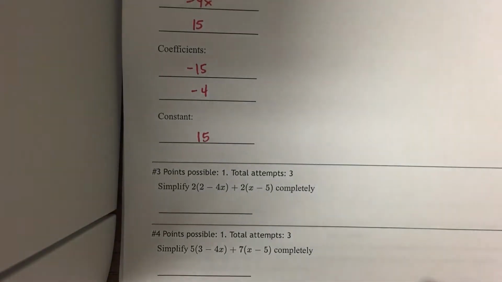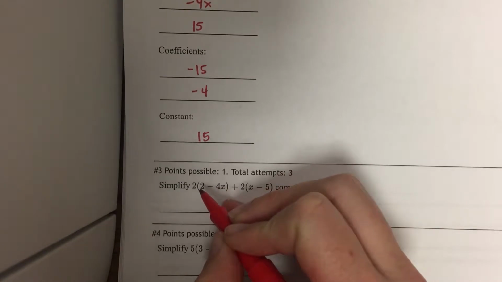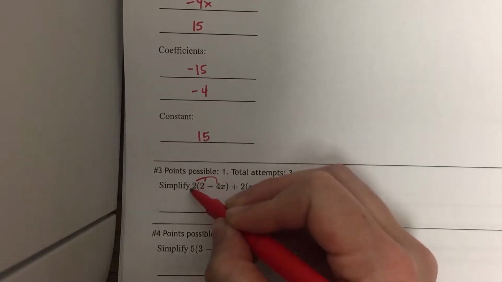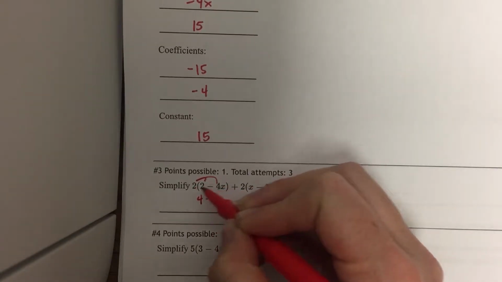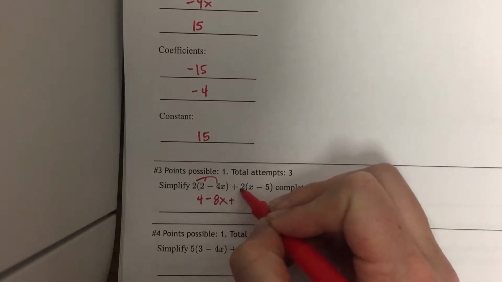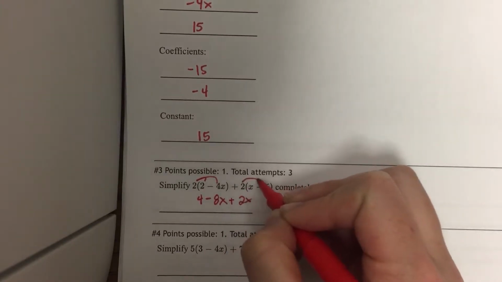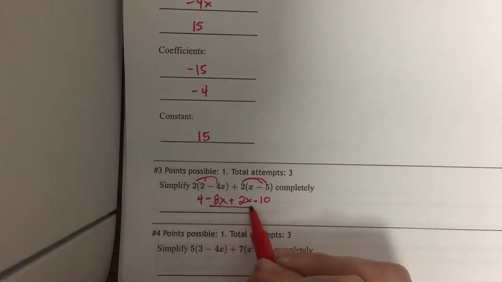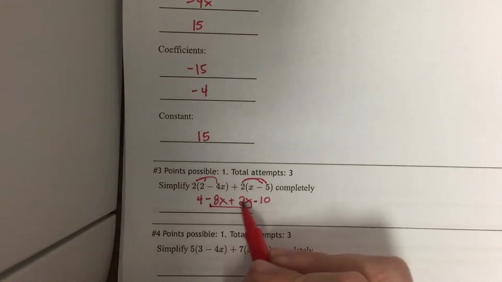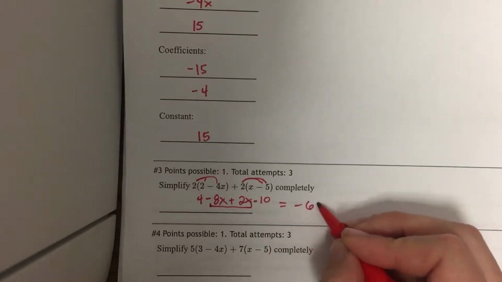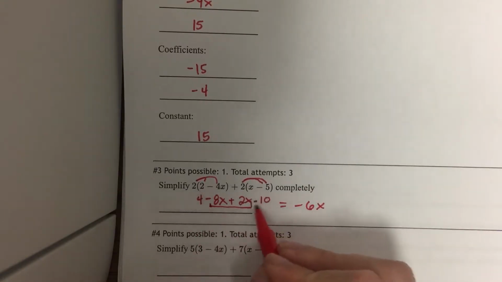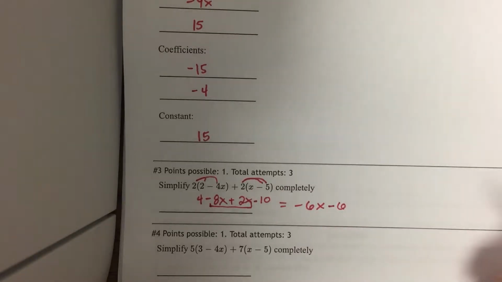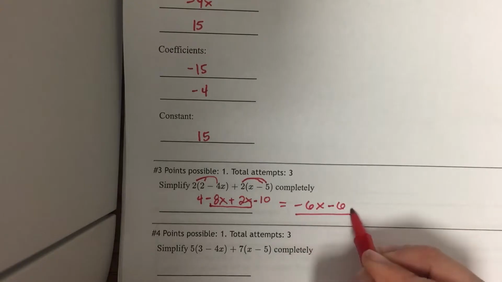Okay, next one. Simplify. When we have these parentheses, that's telling us that we need to distribute it in. So distributing, we get 2 times 2 is 4. 2 times 4x is 8x, with only 1x, plus 2 times x is 2x. 2 times 5 is negative 10. Hey, look. These x's can go together. What's negative 8 plus 2? Negative 6x. And then my 4 and my minus 10 can go together. So 4 minus 10 is negative 6 again. That would be our final answer.